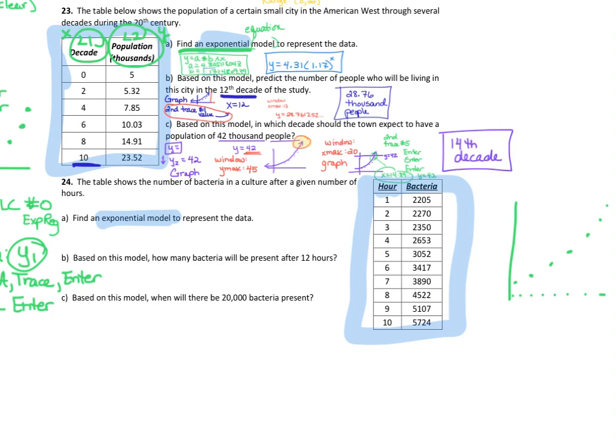Store regression equation is alpha trace. Enter to put that y1 there. And then click on calculate. And when you click on calculate, my A value is 1779.403 and my B value is 1.1206.